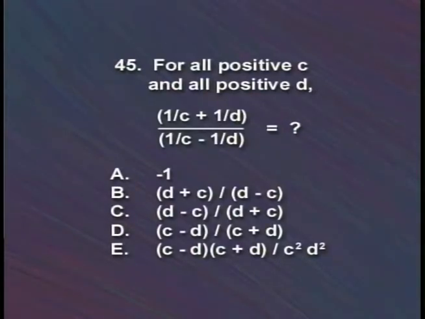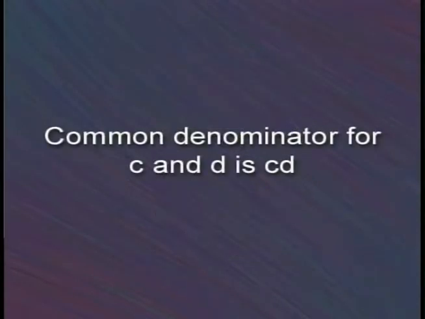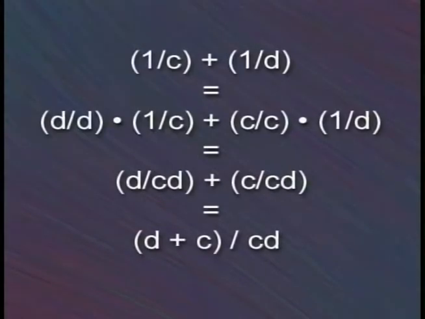To add or subtract fractions, we need a common denominator. In this problem, C times D can be used to simplify both the numerator and the denominator. To convert 1 divided by C to this denominator of CD, multiply by D over D to get D divided by CD. Multiply 1 over D by C over C to get C divided by CD. Now add the fractions in the numerator: D plus C over CD.